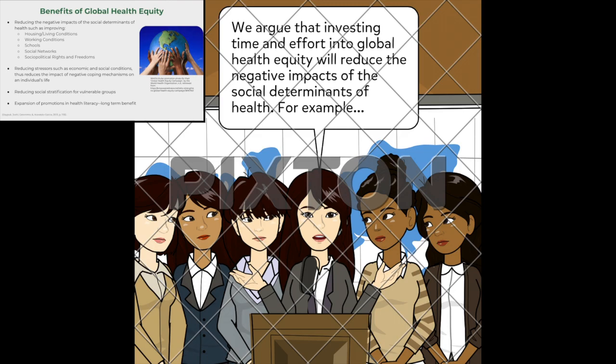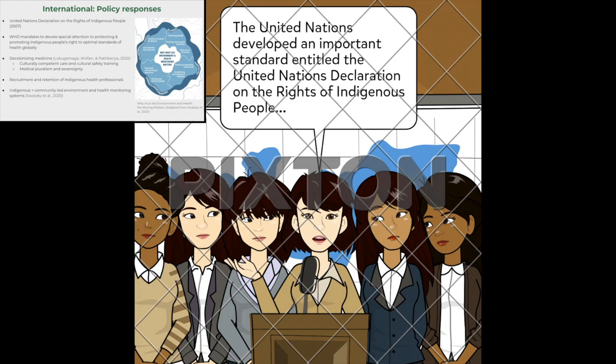Expansions to promote health literacy will decrease negative coping mechanisms that will be replaced with more positive ones. There will be a reduction of social stratification for groups like women, children, low or middle income individuals, people with disabilities, or racial ethnic groups, thus providing more economic and social opportunities to those vulnerable populations as listed before. We're going to look at international policy responses that can address this topic.